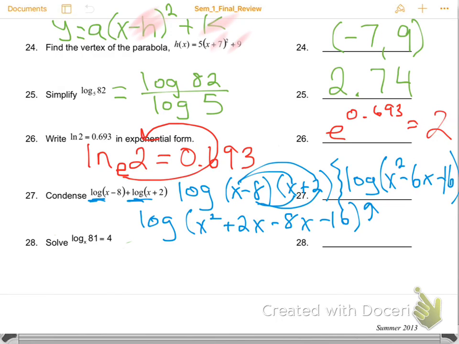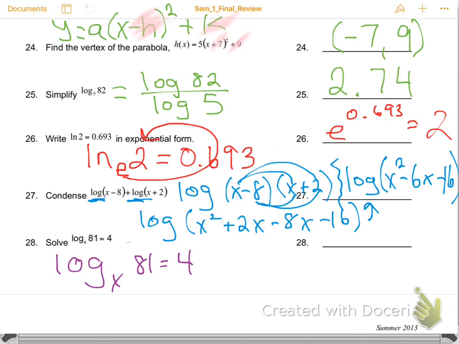Okay, let's look at number 28. It says solve log base x of 81 equals 4. When I go to solve this, I want to rewrite it in exponential form because logs don't make a whole lot of sense to my brain. Okay, sorry, somebody came in the room. So let me start again on 28.